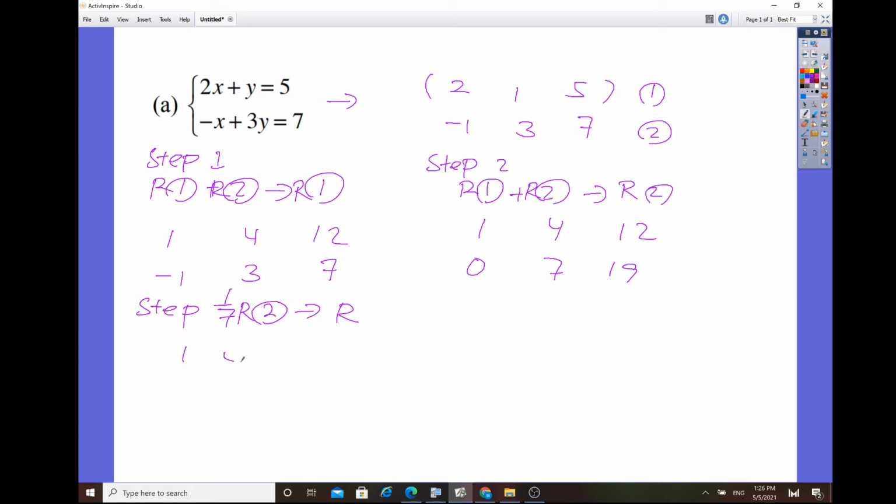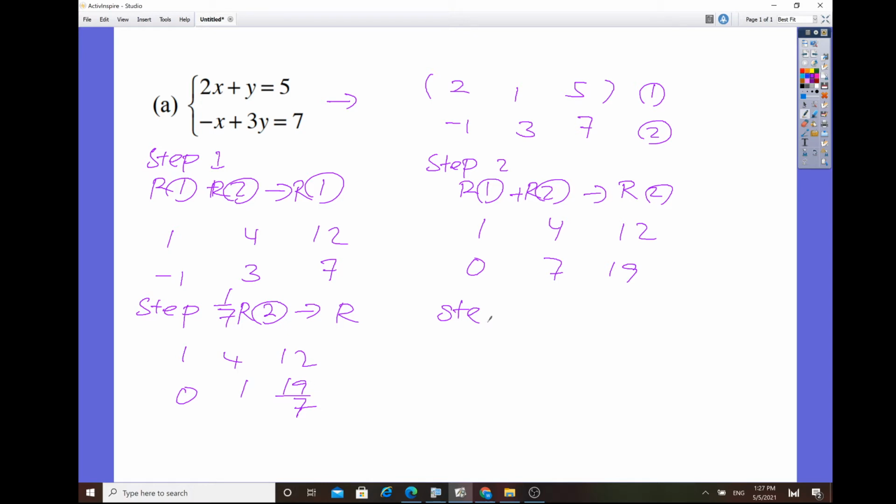So 1, 4, 12, first row, just keep those numbers. 0 times 1 over 7 is 0. 1 over 7 times 7 is 1. And then 1 over 7 times 19 is 19 over 7. So here's what we found. And now the last thing that you want to do for step 3. Right now we're getting down to the row echelon form.